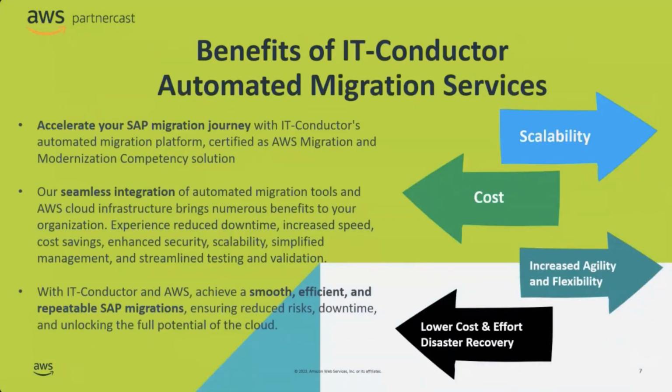So the benefits of IT-Conductor automated services: there are lots of point solutions out there that do this and that. We do it end to end. We accelerate the journey from assessment all the way through deployment and operations. Getting onto AWS quickly lets you efficiently optimize the environment on the cloud. And we integrate into many different areas of SAP as well as the cloud architecture, increasing the ability for you to deploy on a flexible architecture. And we are a non-friction platform that you can plug and play as needed. So through repeatable SAP migrations, you reduce the cost as well as increase the flexibility and agility of your environment.